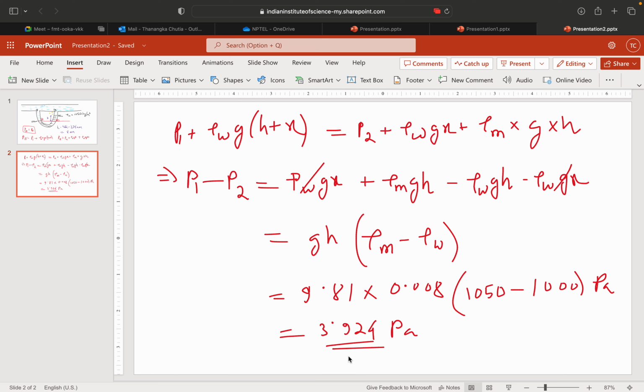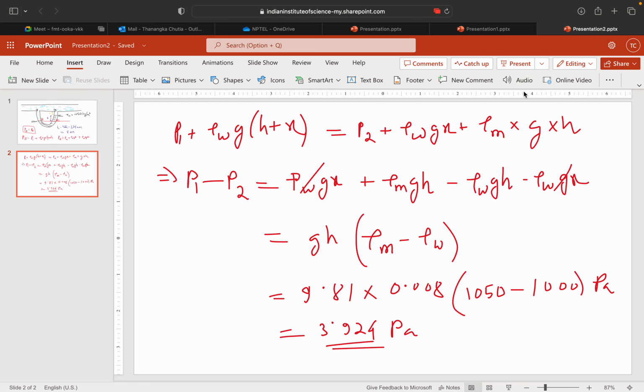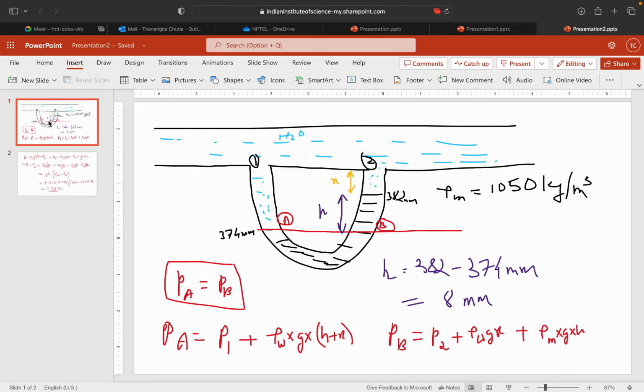So the pressure difference is 3.924 Pascal. Now suppose that instead of water, this would have been a gas, then what would be the difference between P1 and P2?